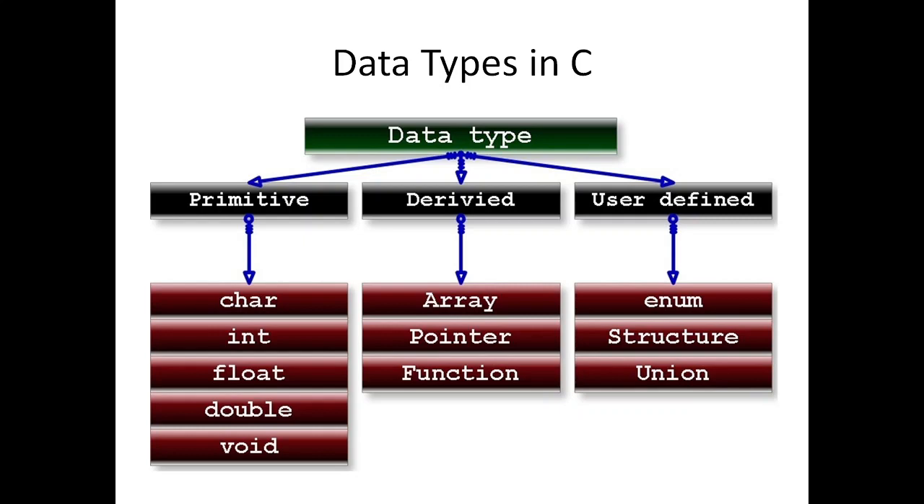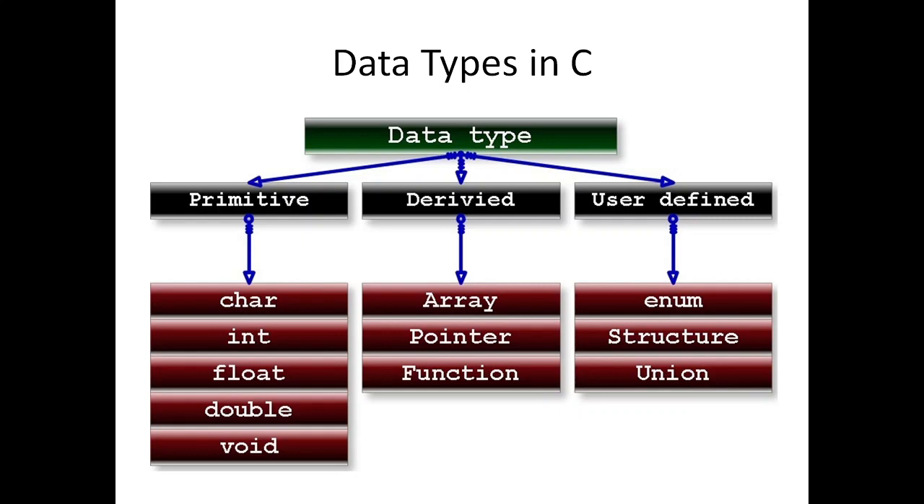Primitive data types are further divided into character, int, float, double, and void. Derived data types are further divided into array, pointer, and function, and the user-defined ones are enumeration, structure, and union. In this session, let us concentrate on the primitive data types.